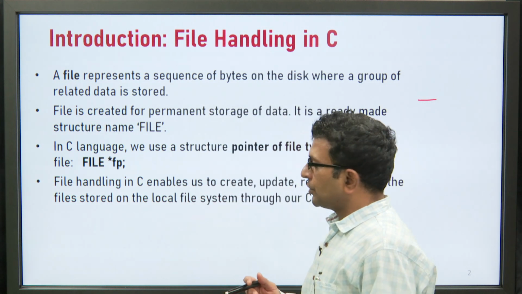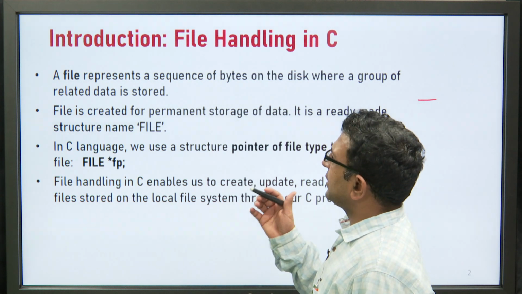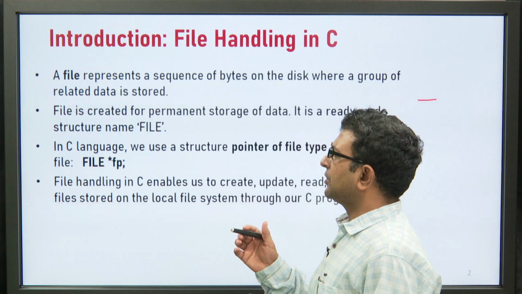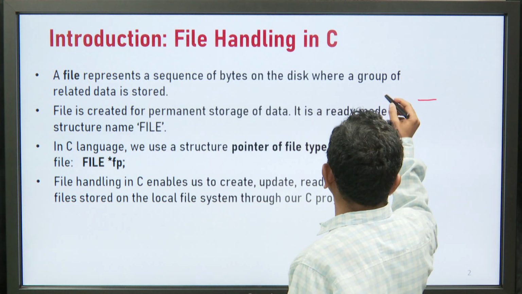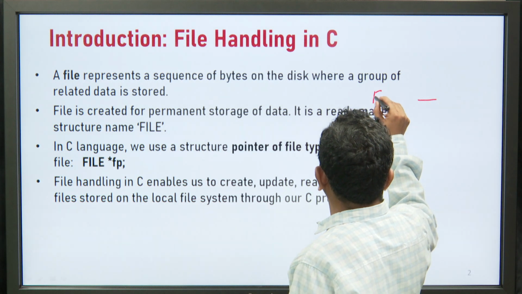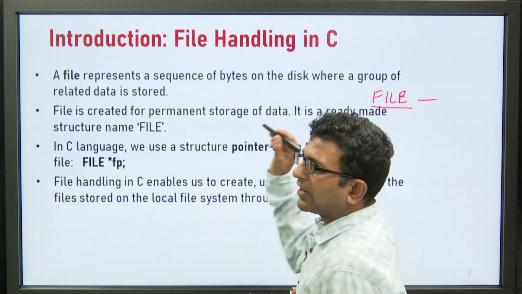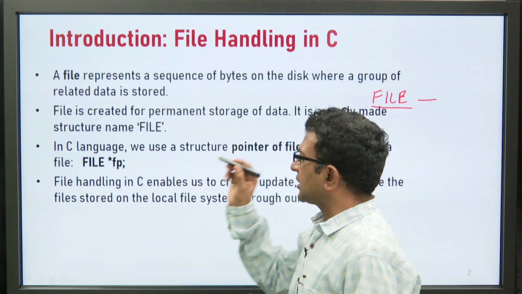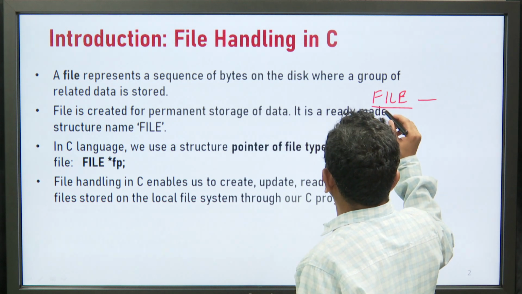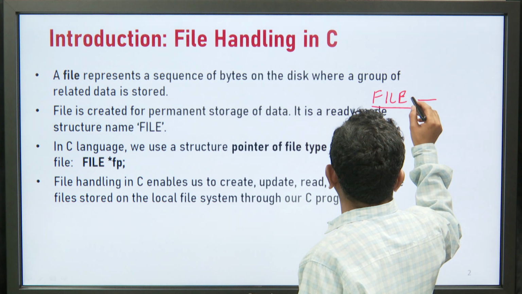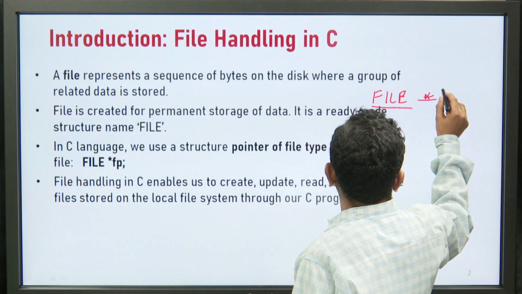Now, if we want to perform some file handling operations, we have to create a structure file variable. This is a well known structure which is already inbuilt in C programming, and its name is FILE, F-I-L-E. Any operation in file handling can be performed with this FILE structure. So, we will declare a pointer variable of this structure.